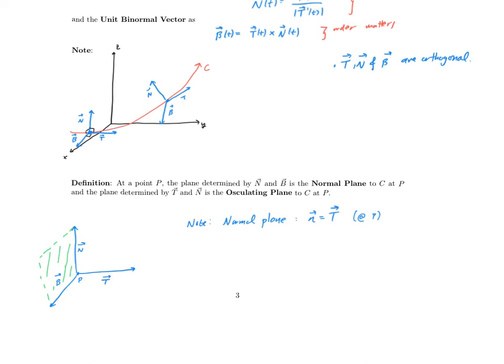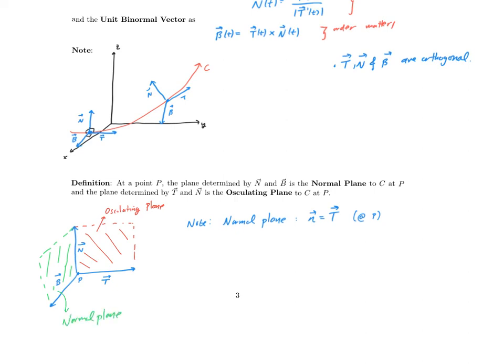Furthermore, there are several other planes, but the other one of key interest is the one determined by the unit tangent and the unit normal. We refer to this as being the osculating plane to the curve at the point P. So let's go ahead and indicate that in here in red. So there's this plane which is determined by N and T. We refer to this plane as the osculating plane, whereas previously in green, this was referred to as the normal plane.